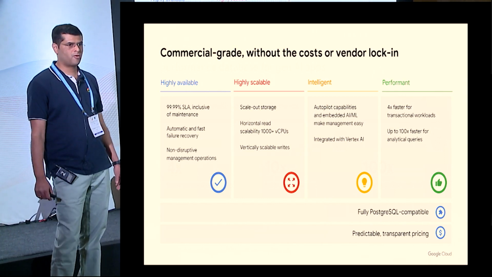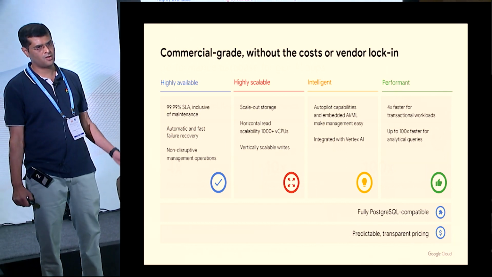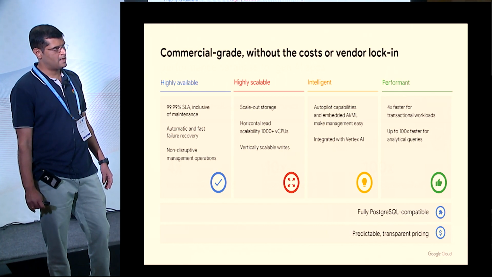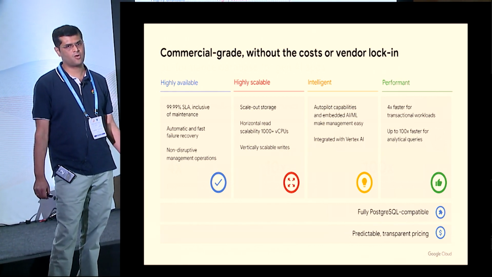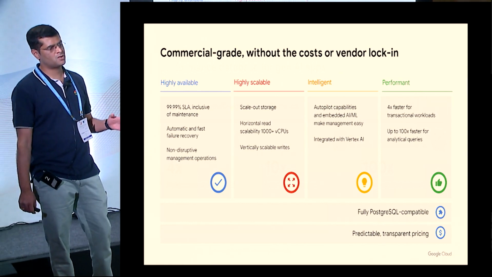For analytical performance, LOIDB offers a columnar engine which stores data in columnar format for fast analytical queries. And we also support auto-columnarization so that the database can automatically move data in and out of the columnar engine based on your workload.